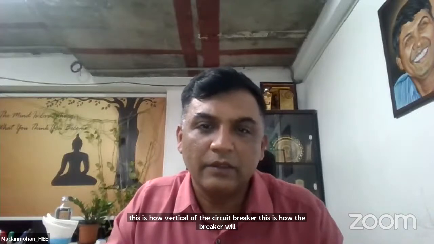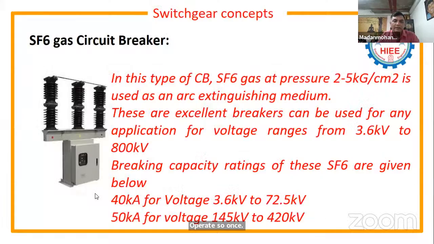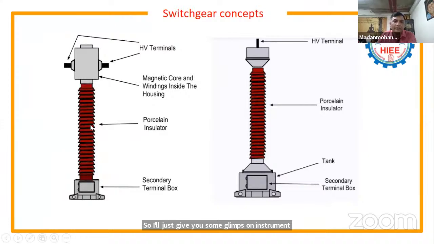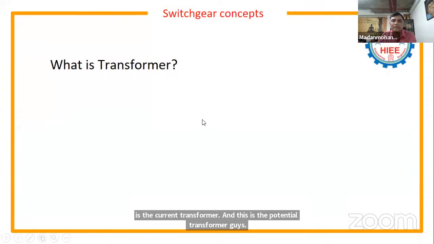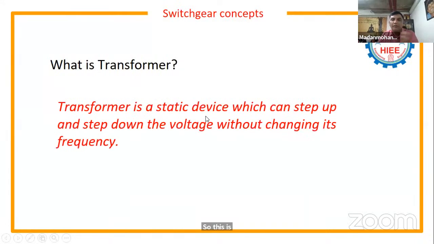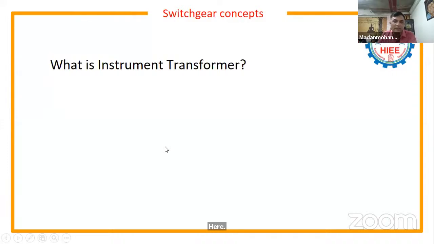So once we understood about the circuit breaker, I'll give you some glimpse on instrument transformers. Next, this is the current transformer and this is the potential transformer, guys. Before understanding what instrument transformers are, you should first be clear about a transformer. As you know very well, a transformer is a static device which can step up or step down the voltage without changing its frequency and power. There are different types of transformers like power transformers, distribution transformers and all. In the same way, instrument transformers are also one type of transformer.